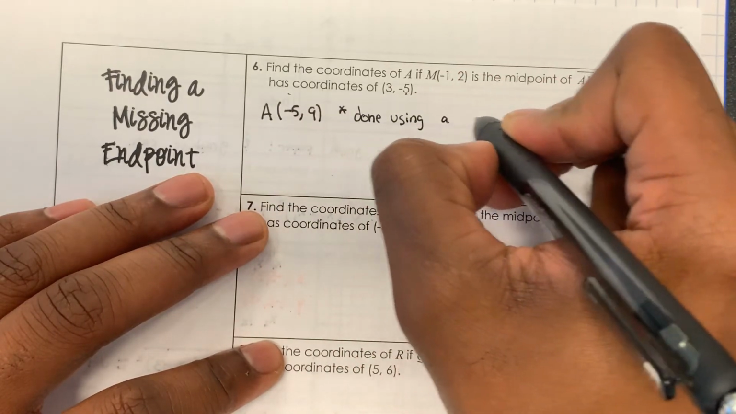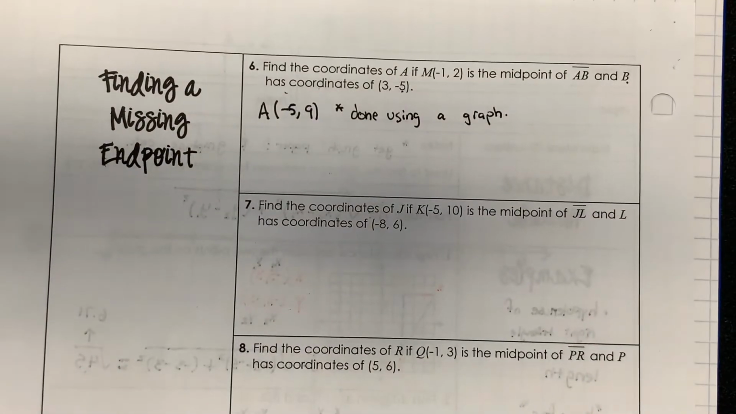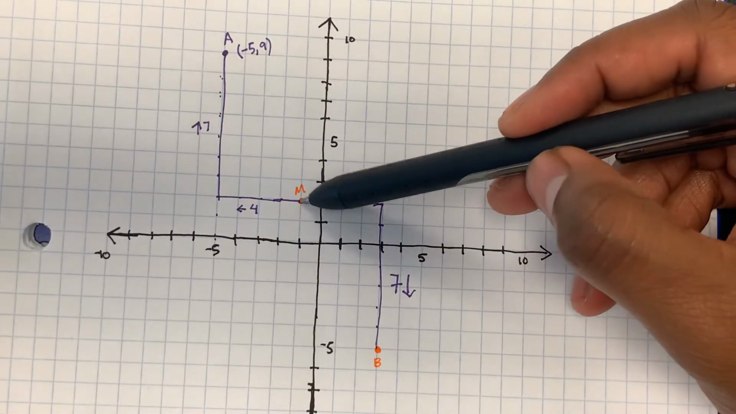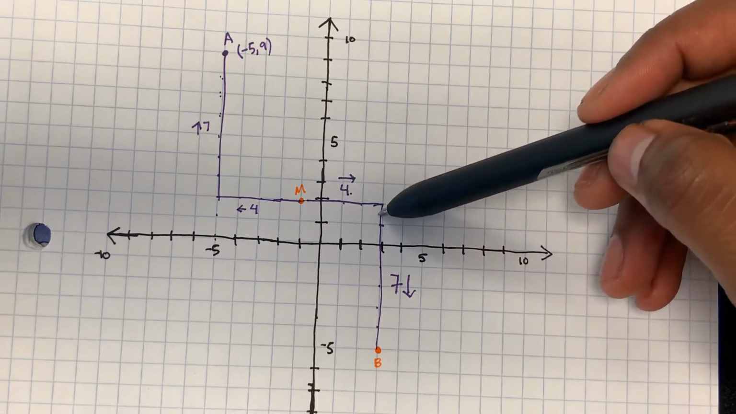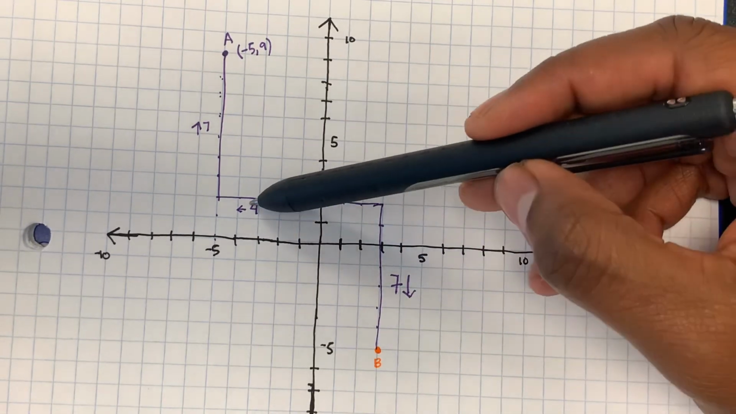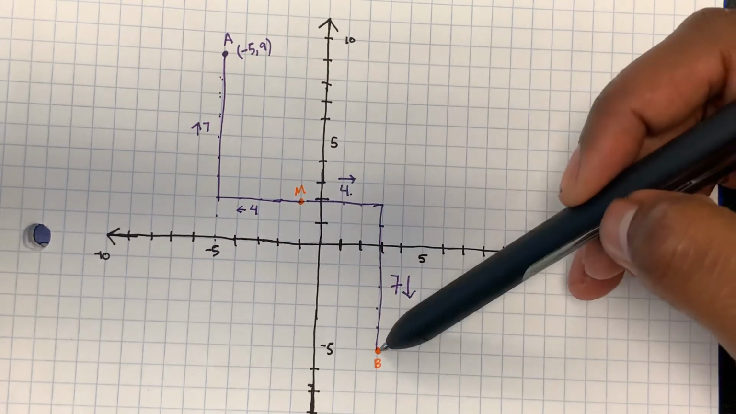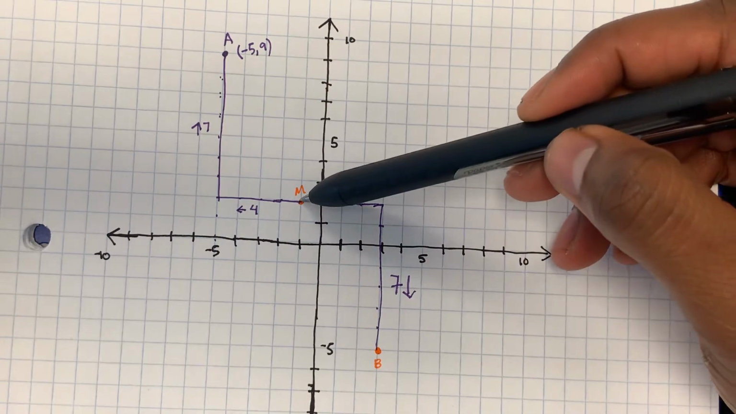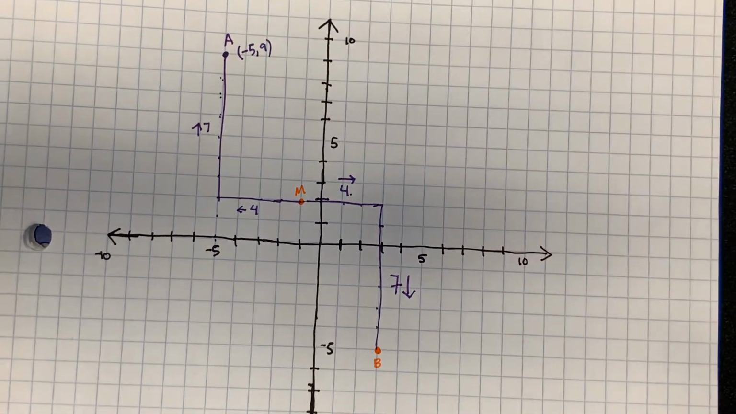Using a graph. So if everything else fails, remember that you can always plot the midpoint, one of the endpoints, and figure out the horizontal and vertical distance and reverse that to get the midpoint. So again, we plotted M, we plotted B, we counted 4 to the right and 7 down, and we reversed that and went 4 to the left and 7 up, and that's how we got -5, +9.